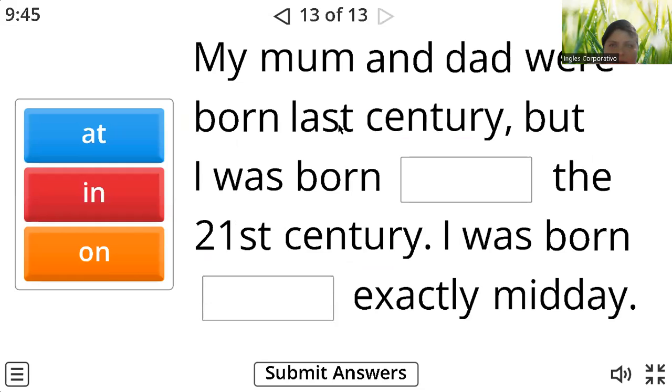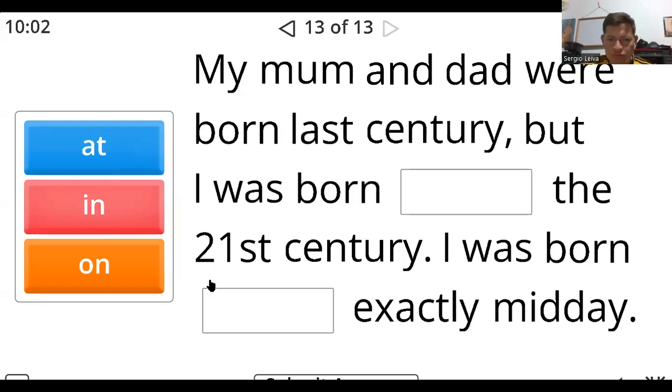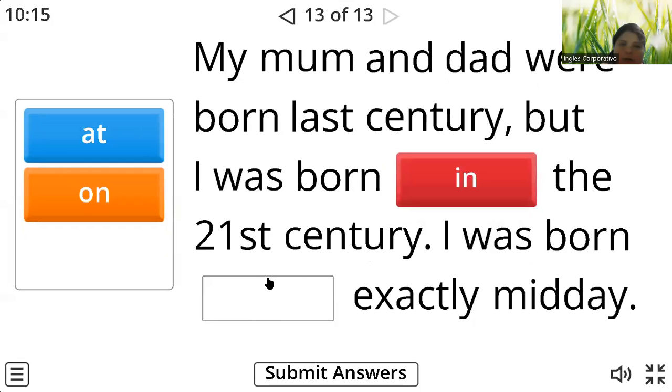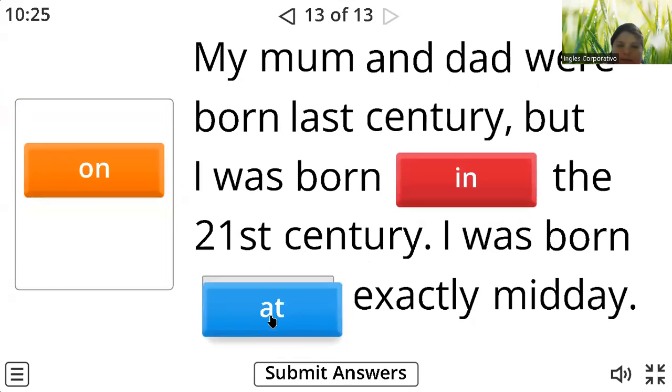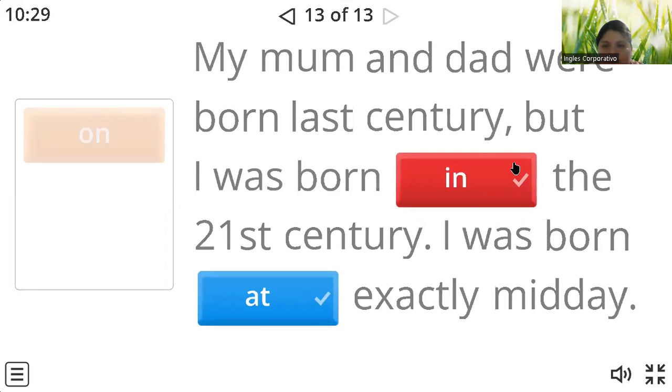And the last one, creo que es la última. My mom and dad were born last century, but I was born in the 21st century. On. The 21st century. In. Okay, I was born. At. Okay, so let's check that. Good, excellent. So I think you're ready for your task.